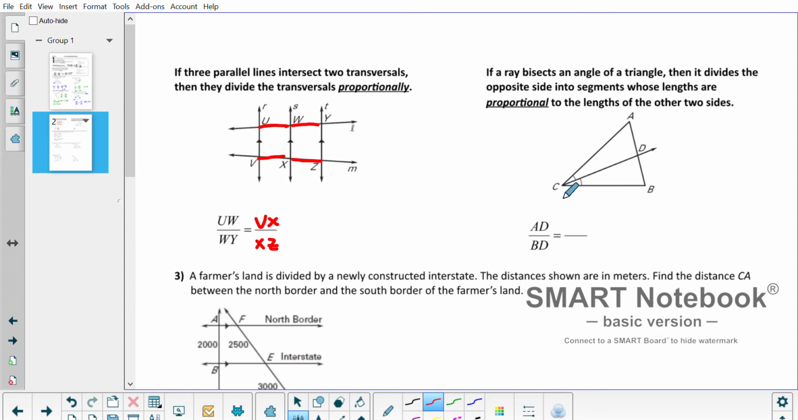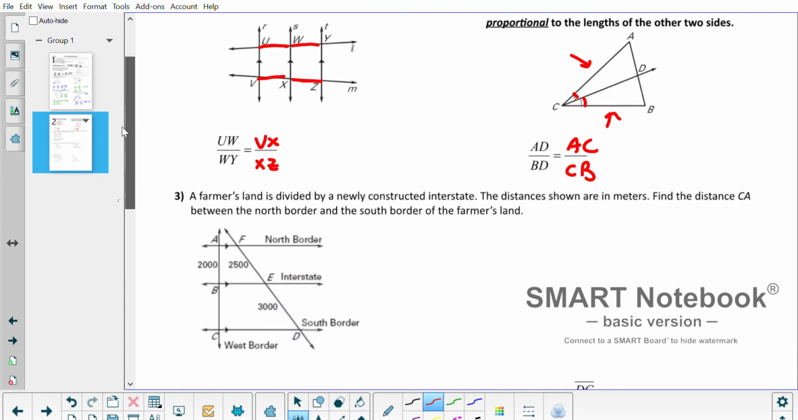And then the second one that we're going to work through on this back page is if a ray bisects an angle of a triangle, then it divides the opposite side into segments whose lengths are proportional to the lengths of the other 2 sides. So if we have an angle bisector here, okay, which CD is an angle bisector. It divides angle C into two congruent angles. Then we know AD is proportionate to DB over AC, or this second side here, is going to be proportionate to CB.